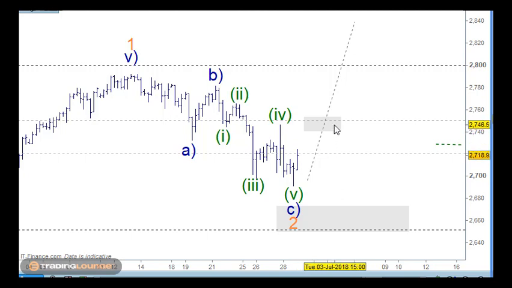At the same time, this 2750 here, as I mentioned before, is the danger zone, and we can see further downside from that point, so we need to be a little bit mindful of that.